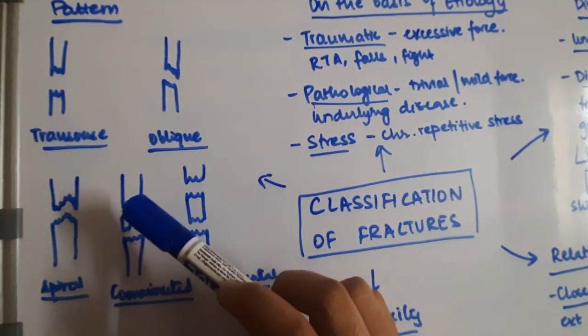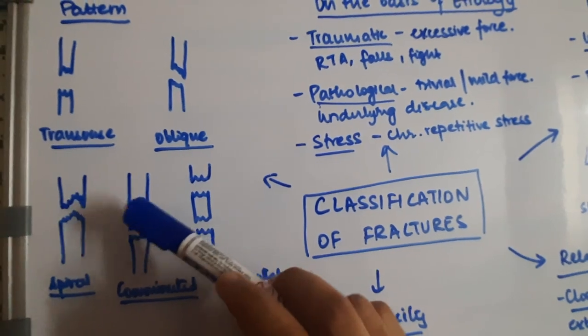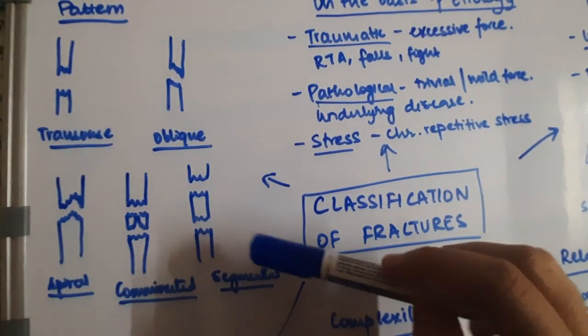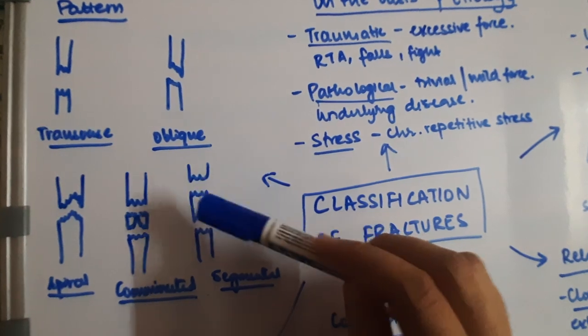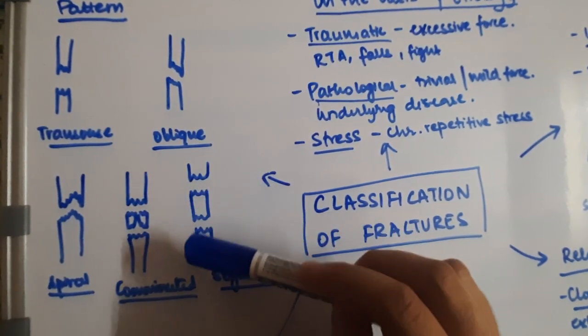In a comminuted fracture, multiple fracture fragments are formed. In a segmental fracture, one segment is separated from the rest of the bone.